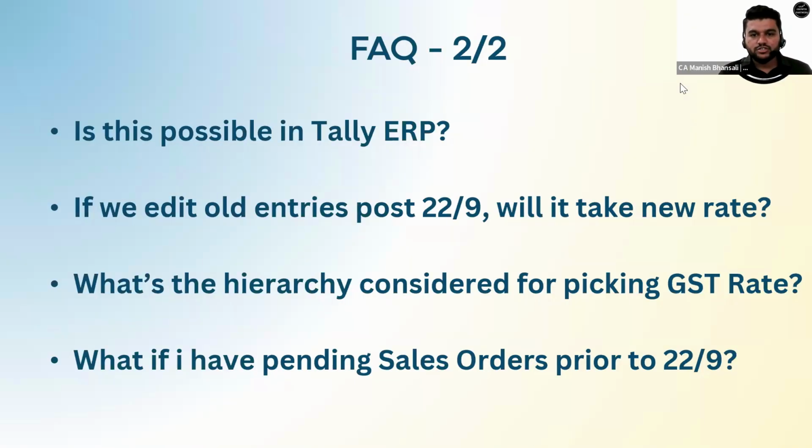Is it possible to make changes through stock category? No, sir. There are only three ways. One is stock items, then stock groups, and the third one is the ledgers. These are the three ways where you can change the GST rates of any item in Tally.